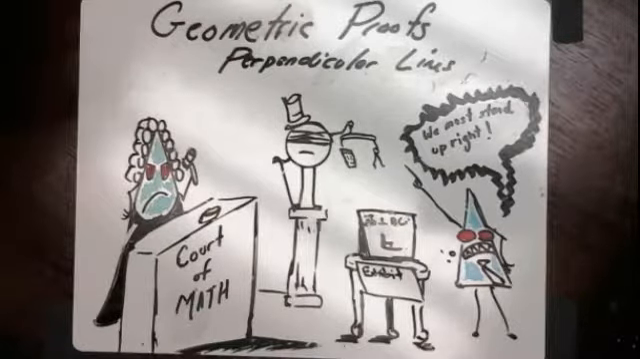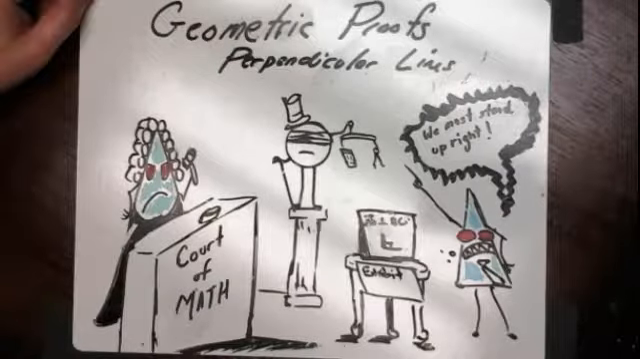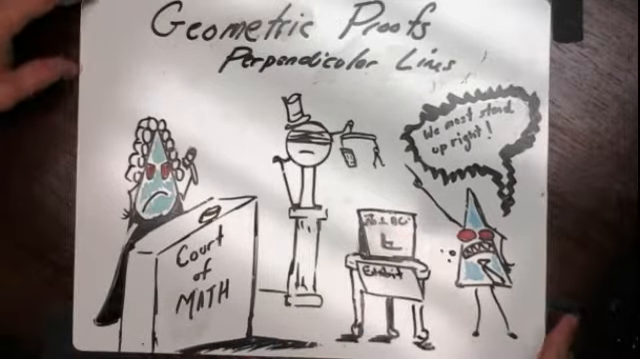We're going to talk about congruency, we're going to talk about the definition of perpendicular, and then we're going to do two proofs. Alright, so first let's talk about congruency.